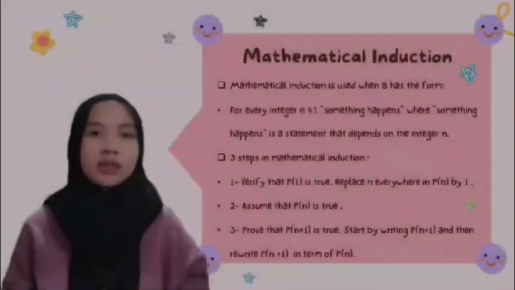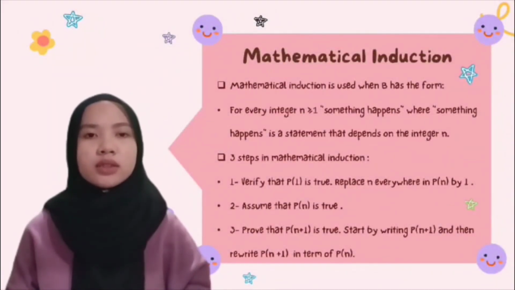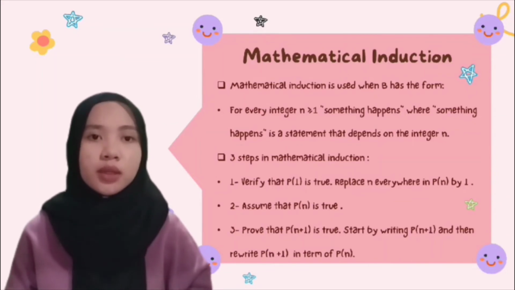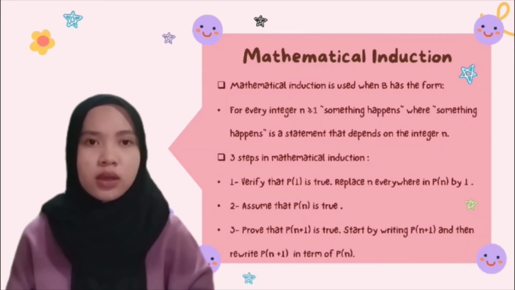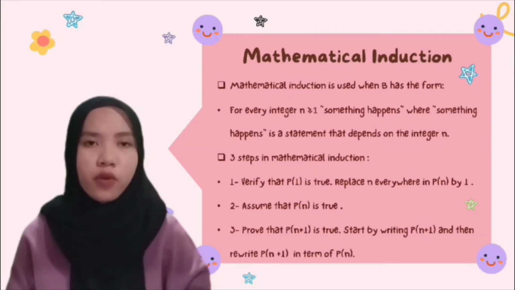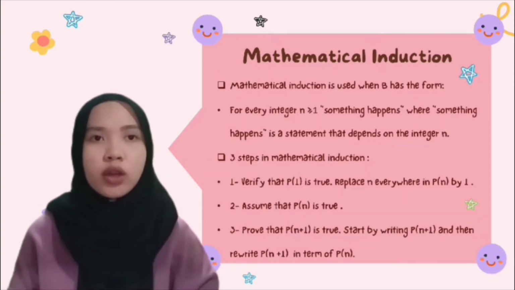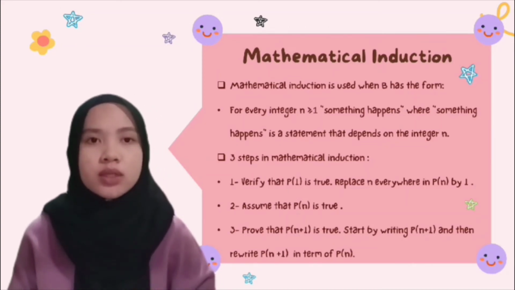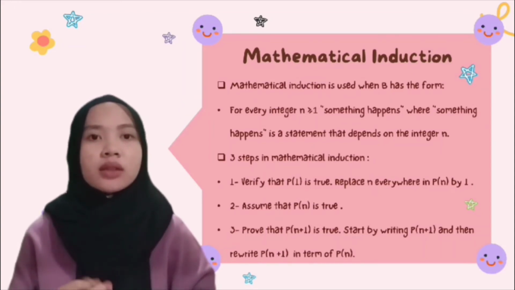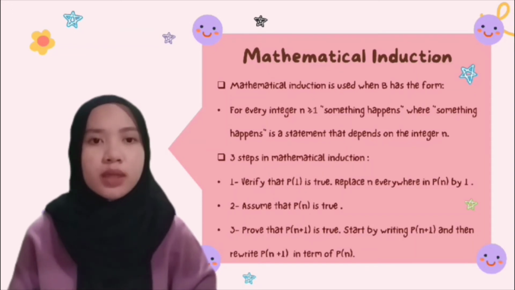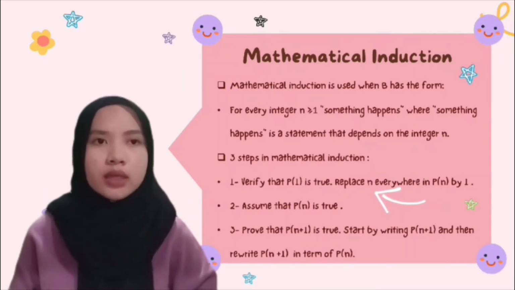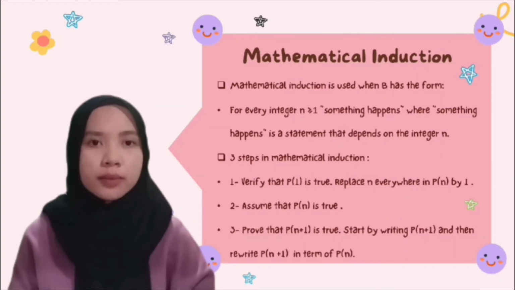Next, I will tell you about a subtopic under chapter 3 named the mathematical induction method. We must use mathematical induction when B has the form: for every integer n more than 1, P(n) is a statement that depends on the integer n. There are 3 steps in this method. The first is to verify that P1 is true, by replacing n everywhere in Pn by 1.